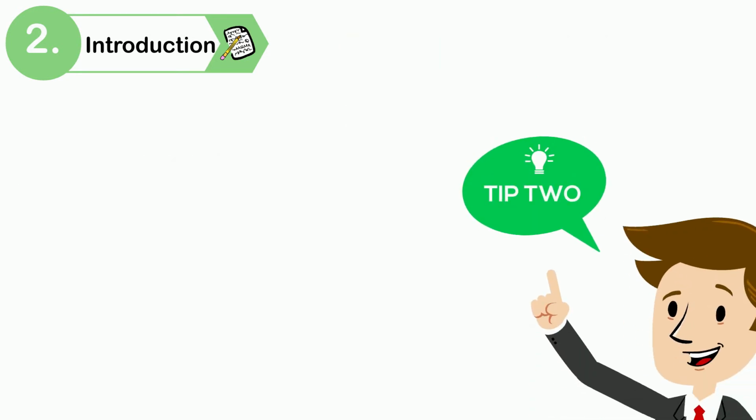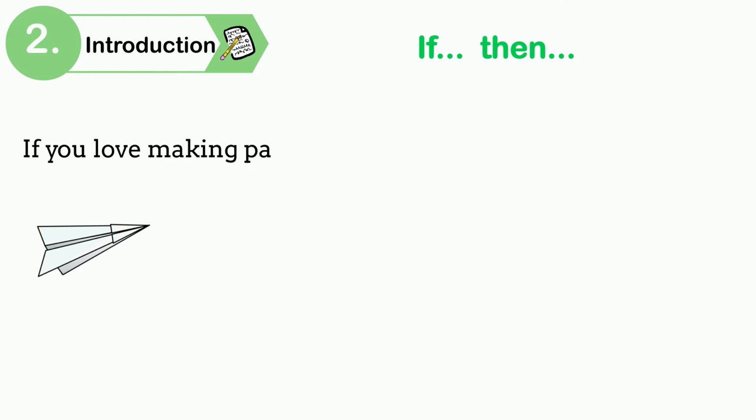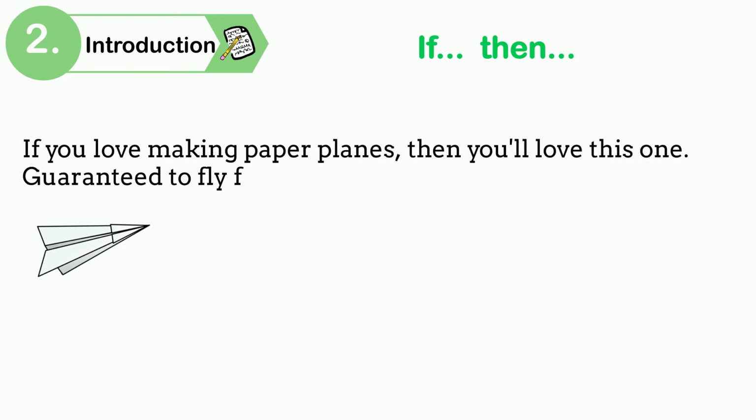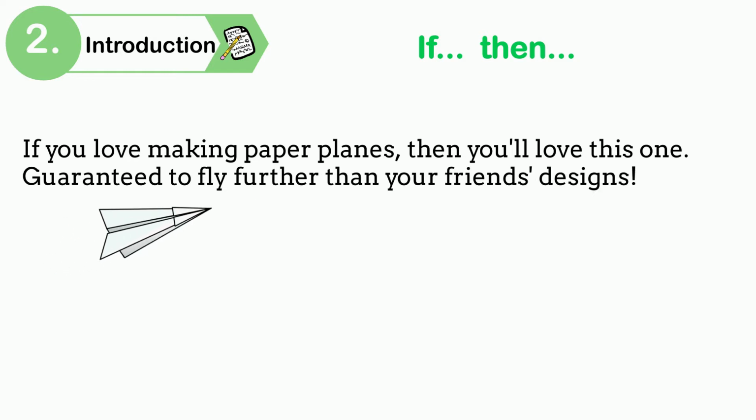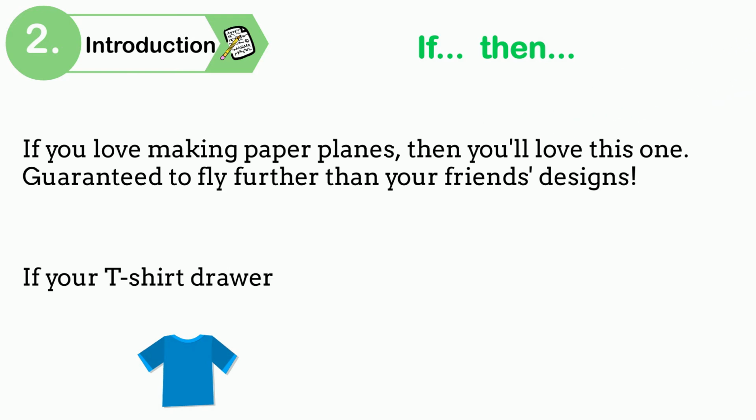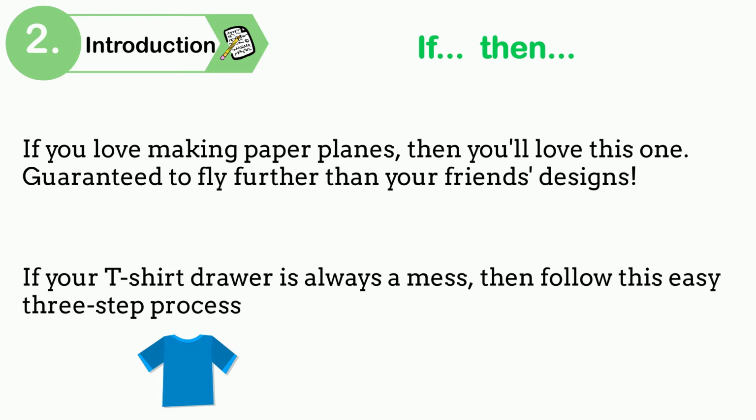Tip 2. The if-then method. If you love making paper planes, then you'll love this one. Guaranteed to fly further than your friends' designs. If your t-shirt drawer is always a mess, then follow this easy 3-step process that allows you to fold your shirts in seconds.